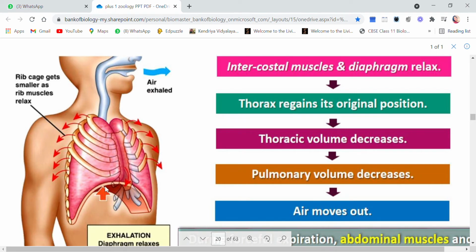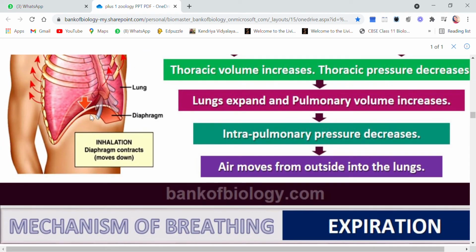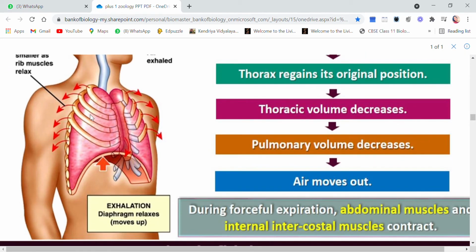You see the upward arrow. Earlier the diaphragm was here, but now the diaphragm has moved back to its original shape, that is dome shaped. Okay, so what will happen? Again, the volume has decreased, right? The volume which was increased during inhalation has now decreased during exhalation, and because the volume is less but the number of air particles is very high because we have already inhaled the air. Now, because the number of particles of air is more and the volume is less, so what happens?